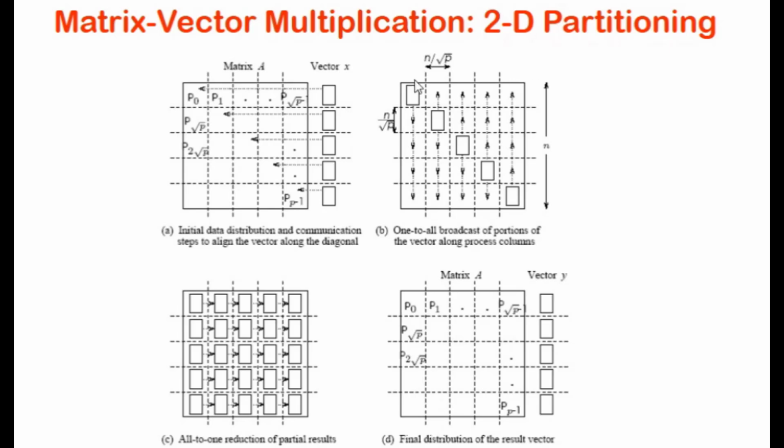So the vector x gets distributed to each of the columns like this. In the third step, there will be all-to-one reduction. As you can see, the arrows are going from left to right. It means that the computation process is going on over here, and the resultant elements get stored in the last column of the matrix. And in the fourth step, the resultant vector is created.